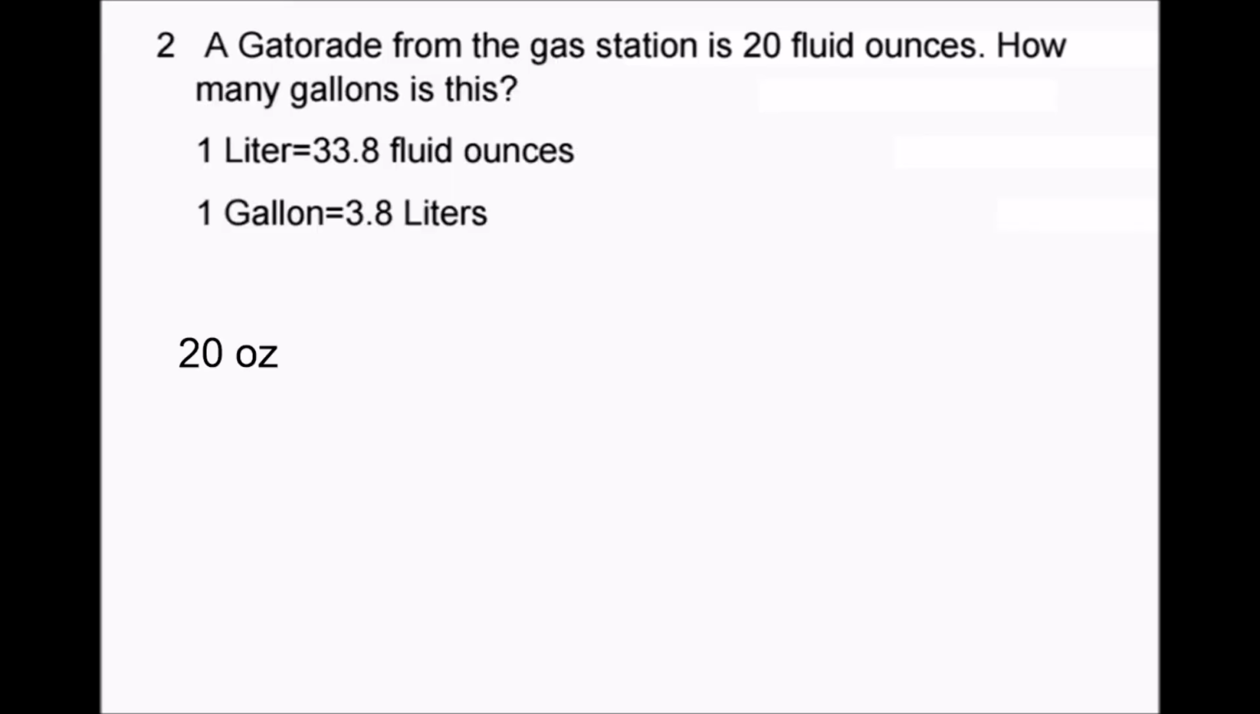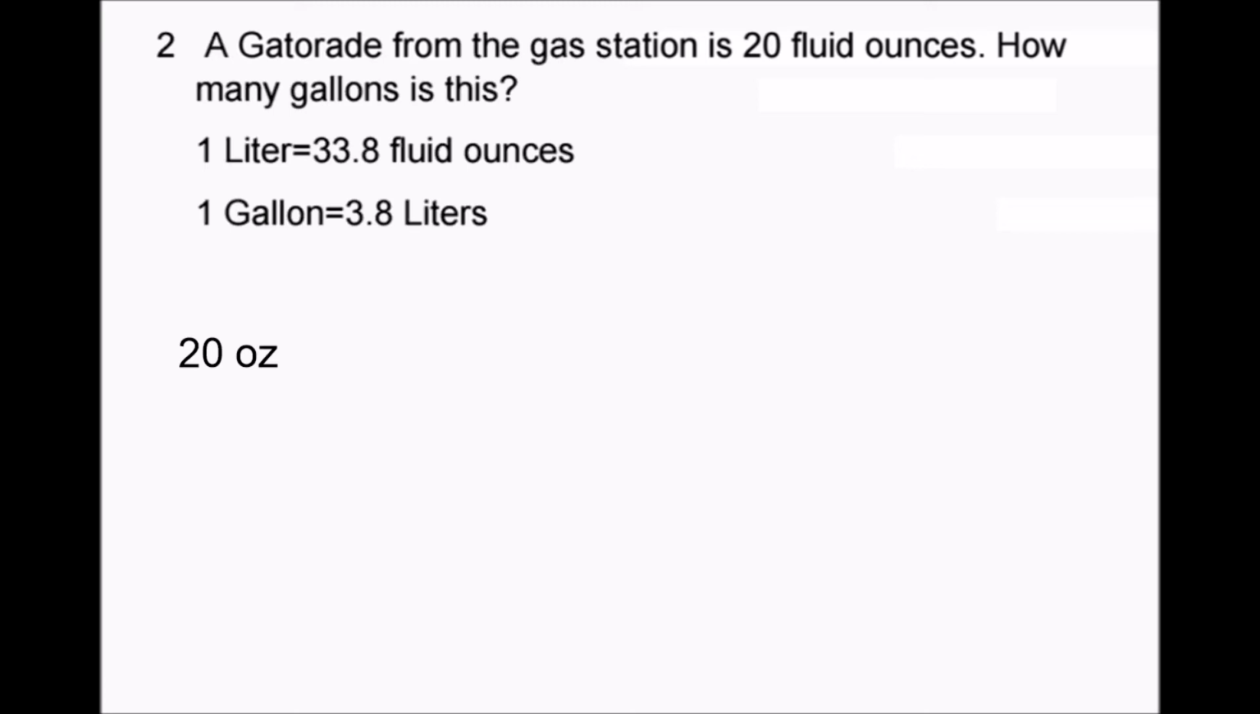Okay, so this example is a good example to look at because it's a little bit more unfamiliar units. People aren't necessarily sure what to do with everything. Also, this is actually a two-step conversion, which is a pretty common thing to do in a physics problem. So here's the problem. A Gatorade from the gas station is 20 fluid ounces. How many gallons is this?